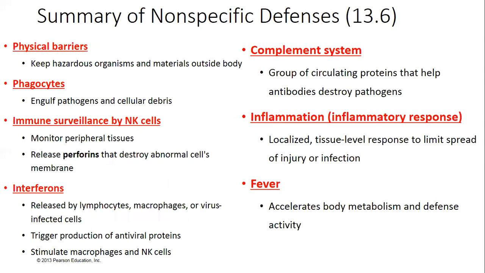So here's an overview of these non-specific defenses. We talked about physical barriers, phagocytes, and immune surveillance by natural killer cells. Natural killer cells are a type of lymphocyte that monitors peripheral tissue. They're responsible for immunological surveillance. We've talked about these natural killer cells before. Interferons are chemicals released by white blood cells that can stimulate activity in other white blood cells. Complement, we're not going to talk about much, but it's a system that complements your immune system and helps destroy pathogens, and basically helps antibodies destroy pathogens. We'll talk about antibodies later. Inflammation we just talked about, and fever we talked about.